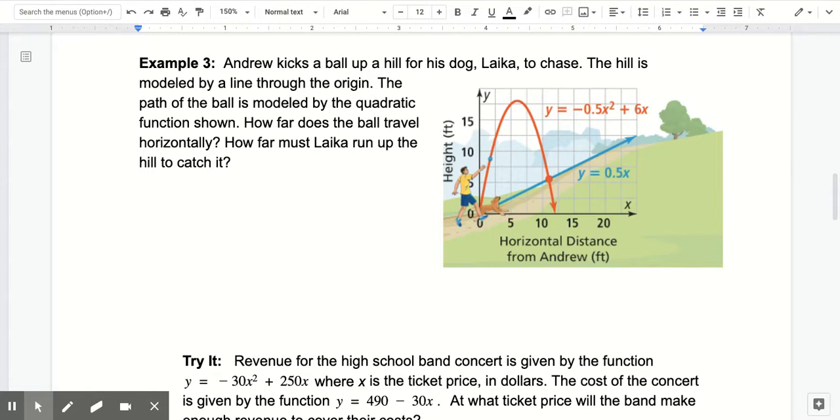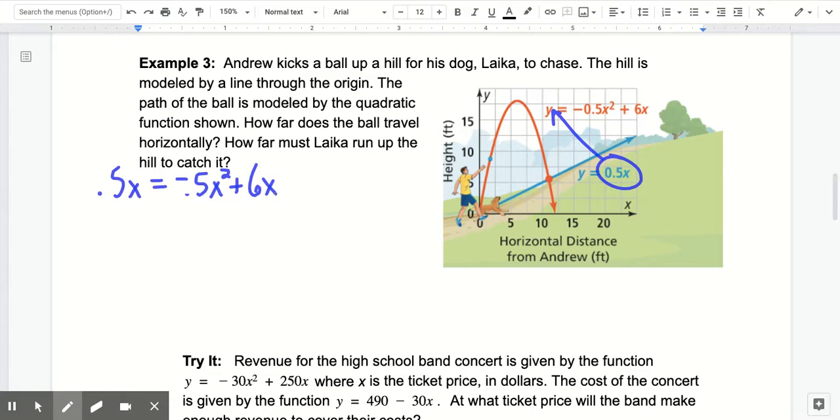We want to know how far the ball travels horizontally, assuming the dog runs up the hill and catches the ball. So we basically want to know this point of intersection. That's what they're asking us for. So we want to solve this system of equations. Now the great thing is this is already solved for y. It is all set up for substitution. We're going to take that and plug it in over there. So we get 0.5x equals negative 0.5x squared plus 6x.